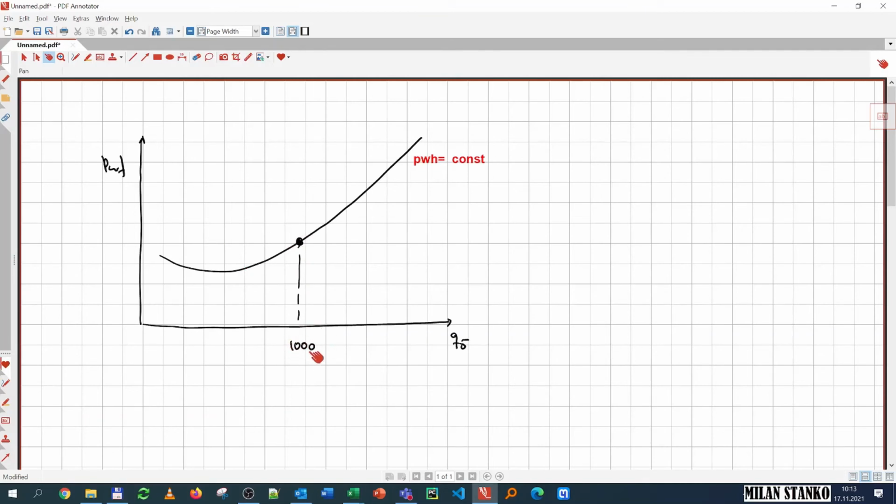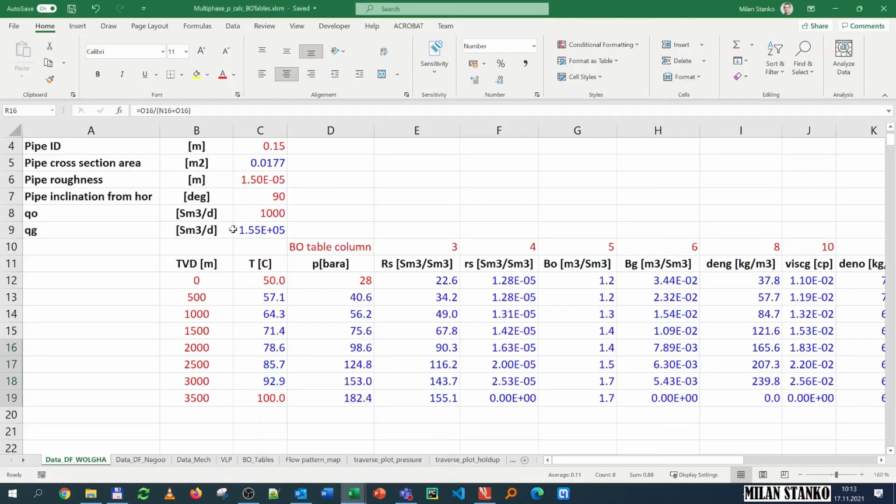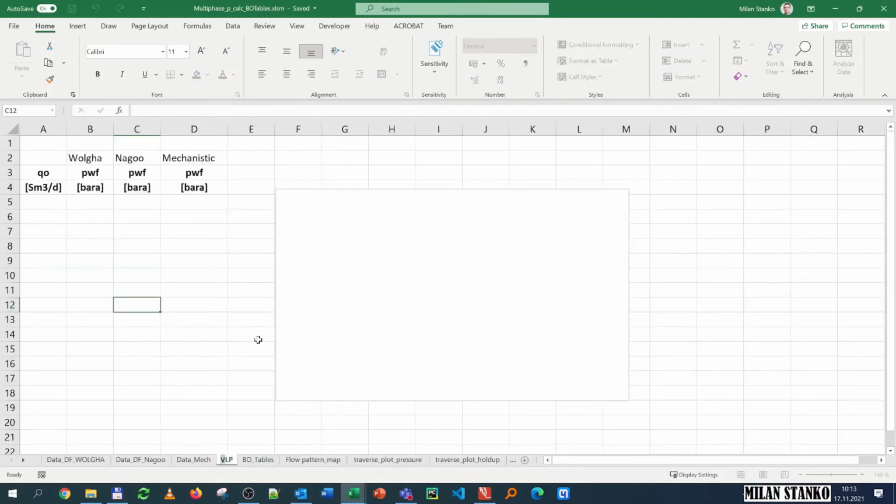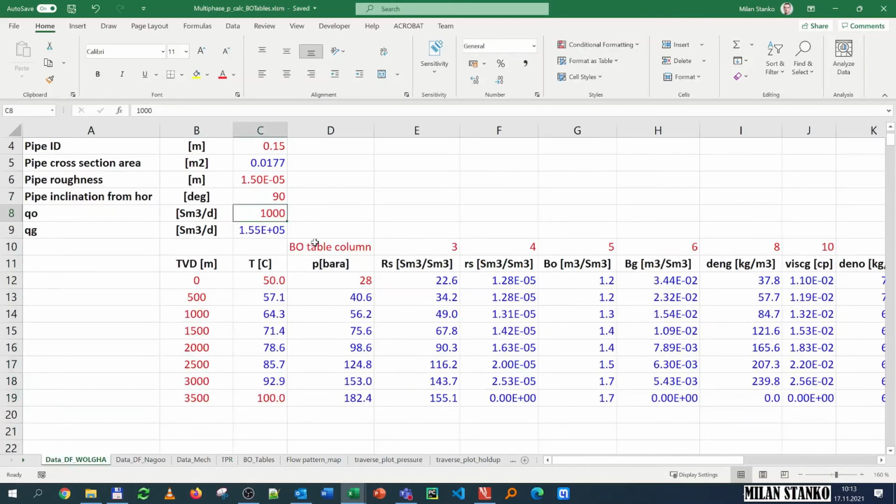We have 1000. So we want to know what happens when I increase or I decrease that rate. So one way to do it, I can simply come here and say, well, this is for 1000. So this will be our curve, I call it the VLP, okay, the vertical lift performance. Some people call it the tubing performance relationship. Maybe that's a better name, tubing performance relationship. Okay, and let's start first with a very low value, let's say with something like 100. Then I calculate, I find 218.